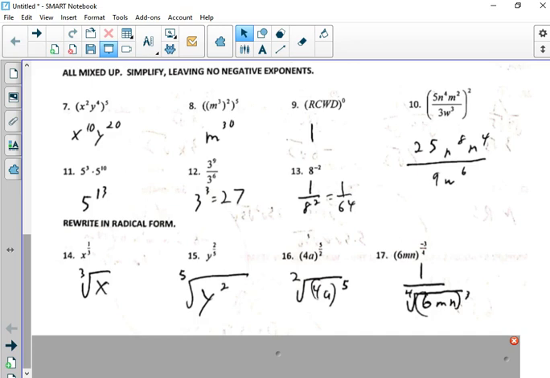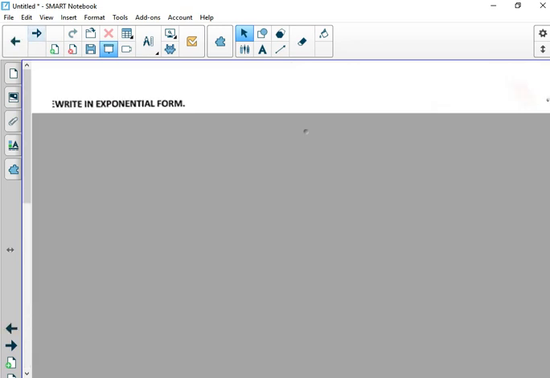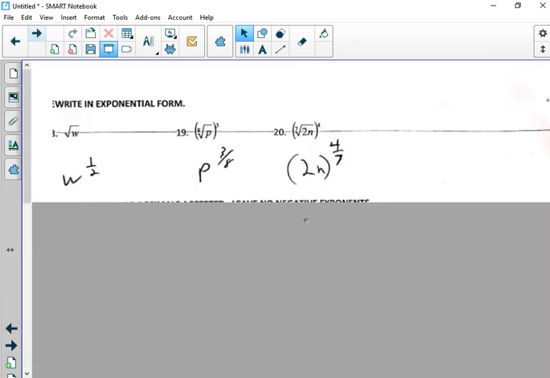Same thing with 16. The 6mn in parentheses, 3 on the inside, 4 on the outside, and it's all on the bottom underneath 1 because it was a negative exponent. This is just going the opposite direction. So in this case, remember, this is a 1 and this is a 2. And so that's 1/2.